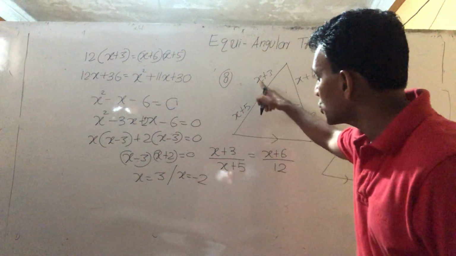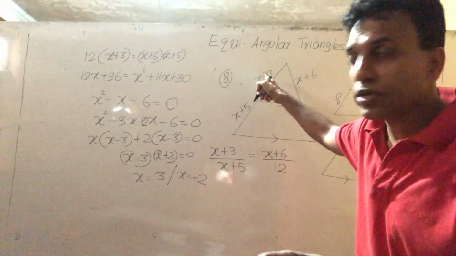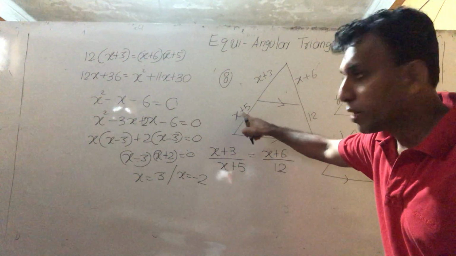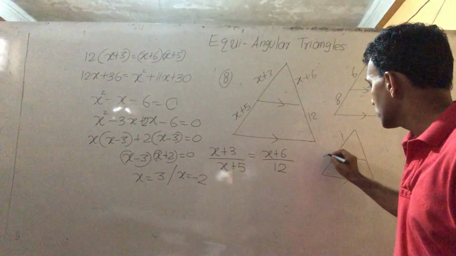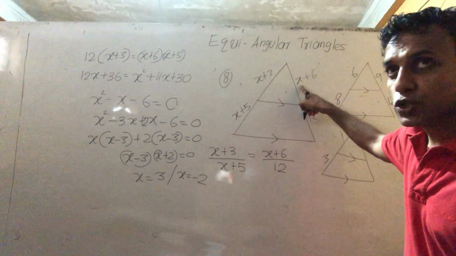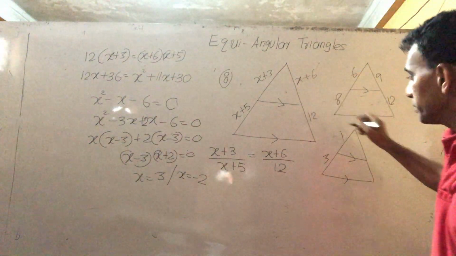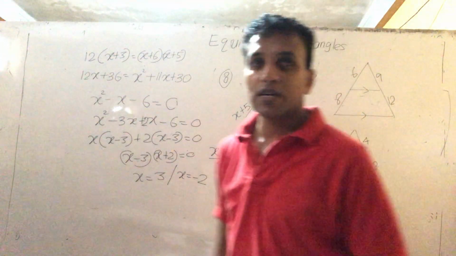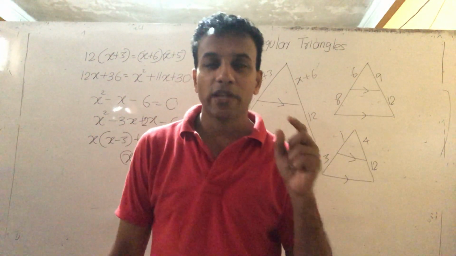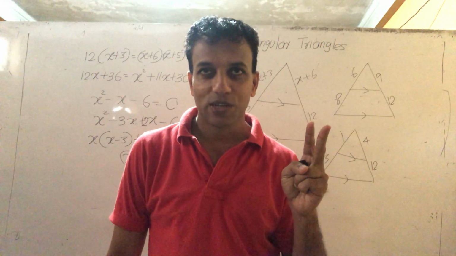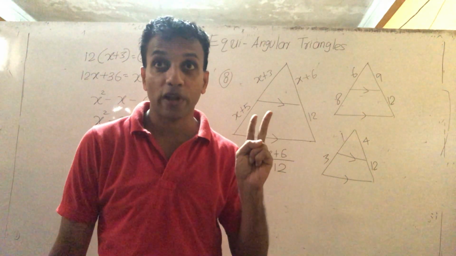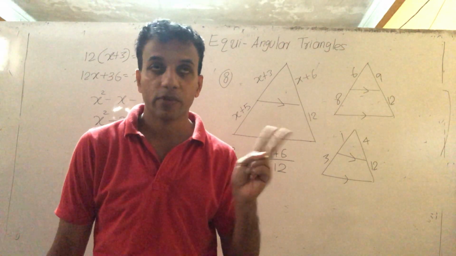Put x as minus 2. Minus 2 plus 3 plus 1. Minus 2 plus 5, 3. Minus 2 plus 6, 4. Here 12. See, we worked a geometric series. This shows that there are 2 GPs, 2 geometric series like that here. It shows that there are 2 triangles here.